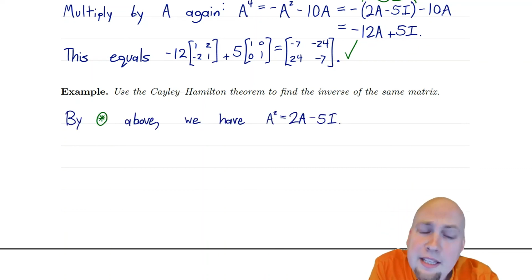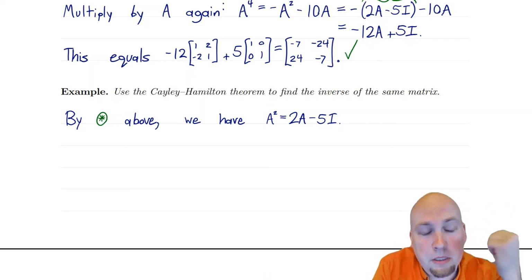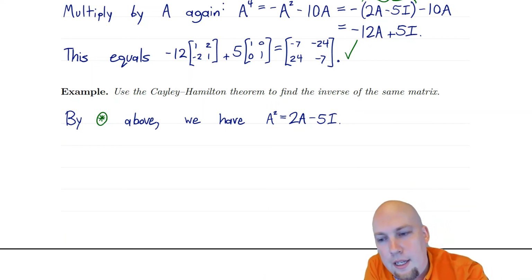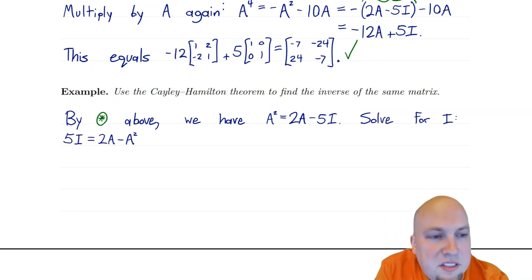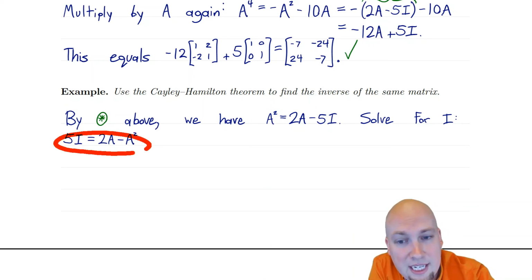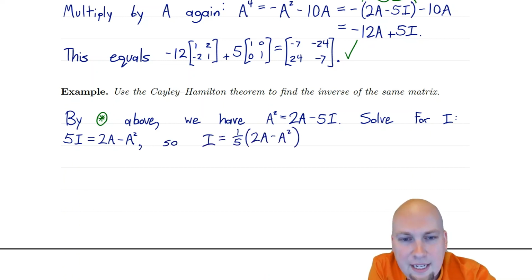Okay, and the way that we do that is, we already computed the characteristic polynomial, so we're not going to do that again. We're going to leech off of that equation star that we already had, A squared equals 2A minus 5I. Okay, and we're going to rearrange that and solve for the identity matrix. If you solve for the identity matrix in this equation, you will find a formula for the inverse. The way it works is, okay, so 5I equals 2A minus A squared. Now just divide both sides by 5, so you have just the identity matrix on one side. So identity equals this chunk here.